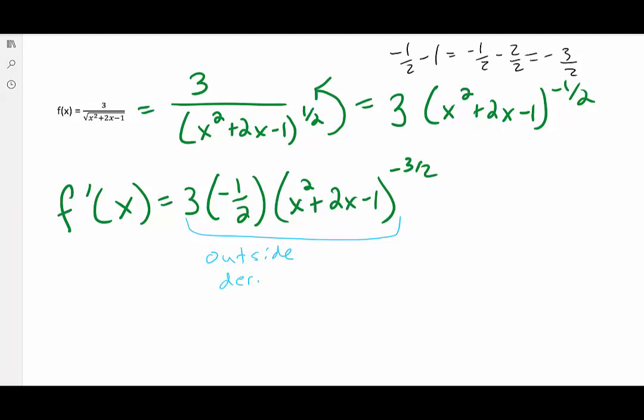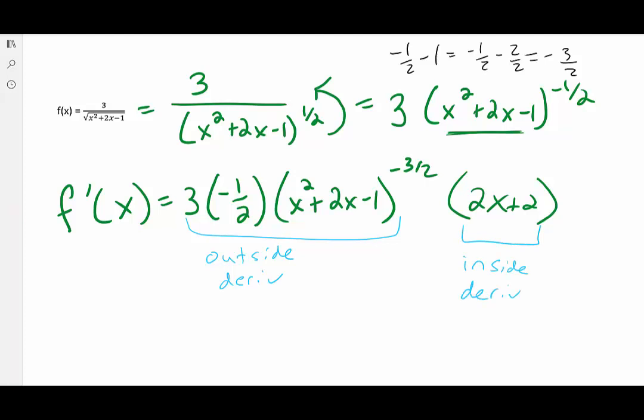Okay? Do not forget about the inside derivative, which will be the derivative of x squared plus 2x minus 1. And I need to put this in parentheses because I have more than one term. Okay? So it's going to be a 2x plus 2. Where does this come from? This came from the derivative of the inside, just the inside. When you work with the derivative of the inside, you ignore the power that's on the outside of the parentheses. Okay? And as I said, this is the inside derivative.